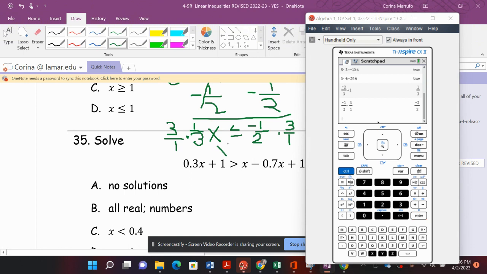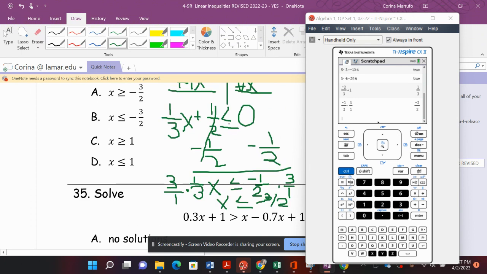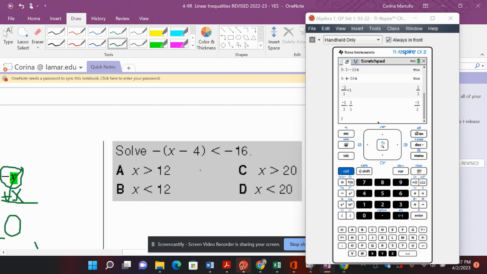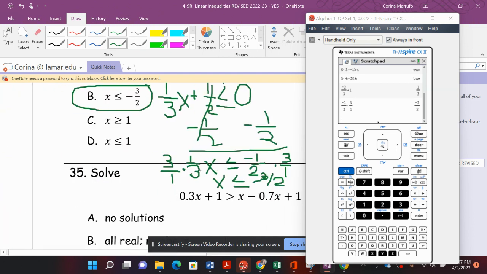So x is less than or equal to negative 3/2. And we never flip the sign because we didn't multiply or divide by a negative number. We multiplied by 3/1, which was positive. We subtracted, but that was about it. So x is less than or equal to negative 3/2. Okay, number 34. I'm going to leave that one for you guys.